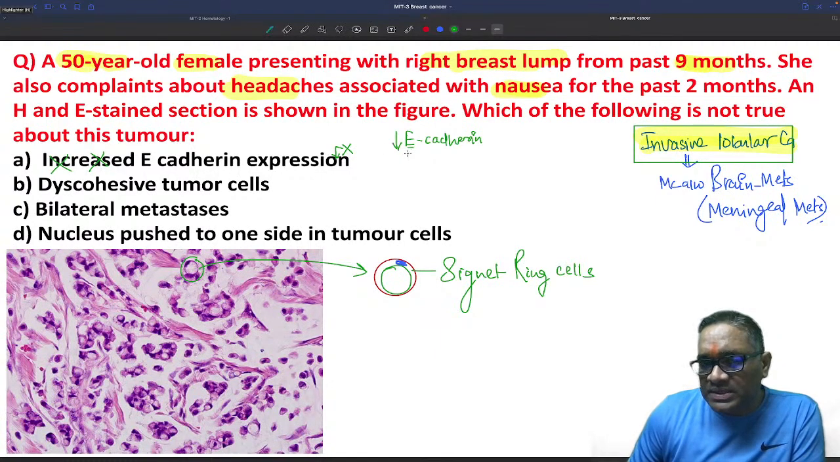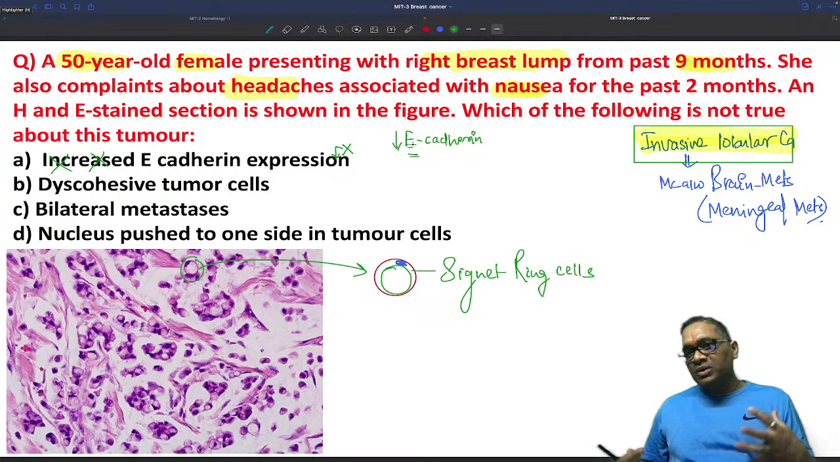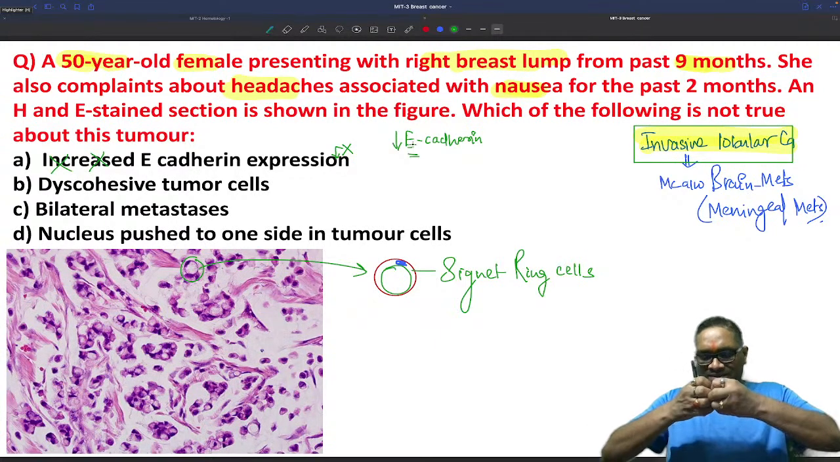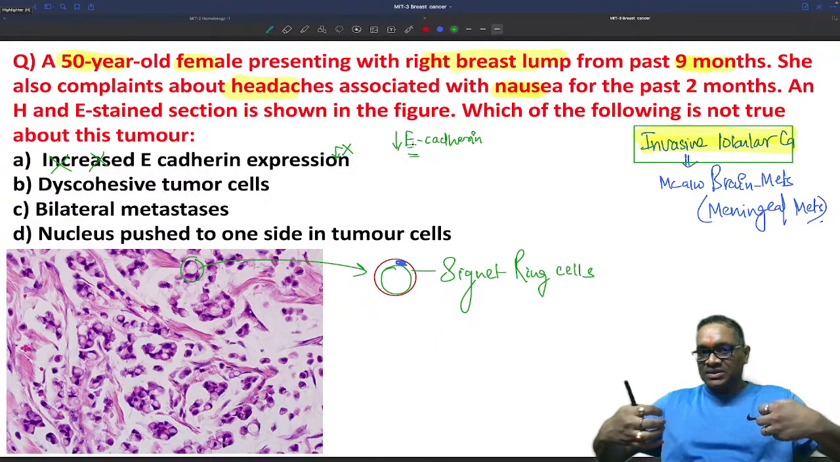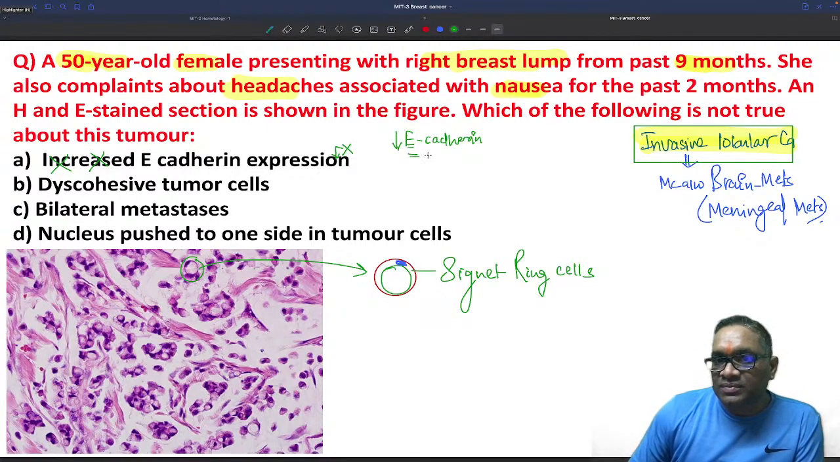And because of decreased E-cadherin, what is E-cadherin? It is used for intercellular attachment, right? So what will happen because of lack of E-cadherin? That cell attachment will not be there, so they will detach. So they will become discohesive. Because of this E-cadherin lack, there will be discohesive tumor cells because they're not attached to each other. So option B is correct.